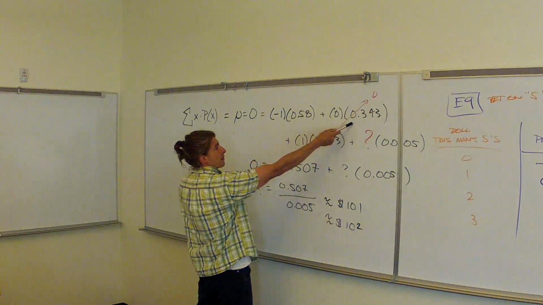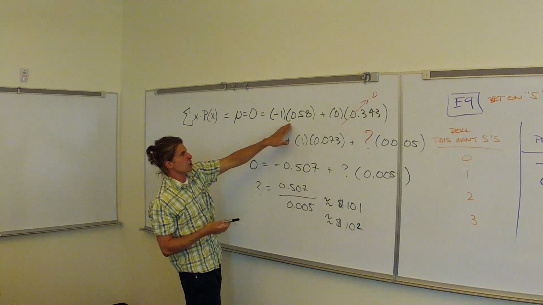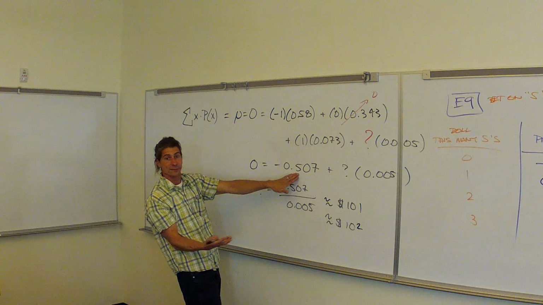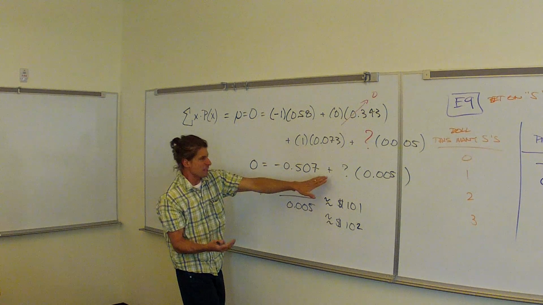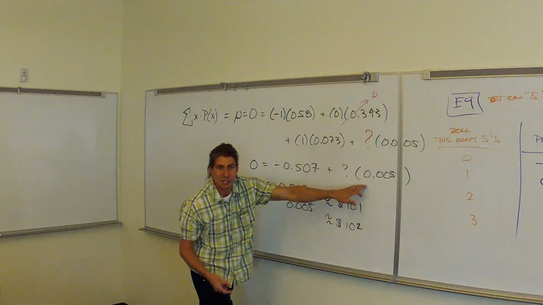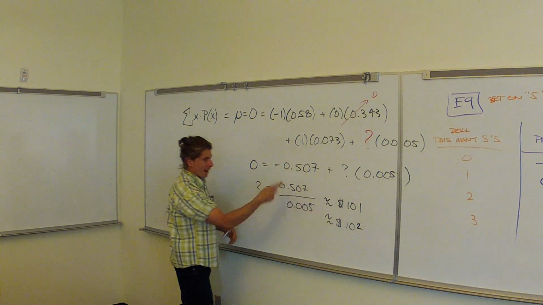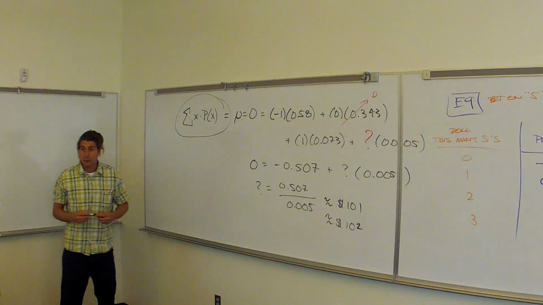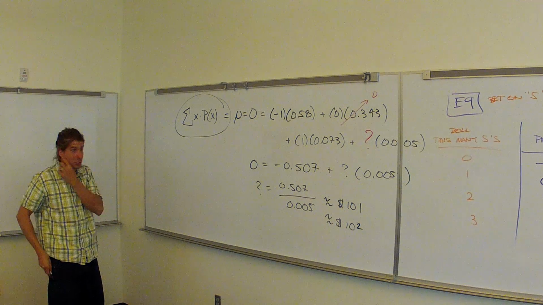So this cancels, that becomes 0, so that goes away. This is just negative 0.58. That's positive 7.3. They combine to make negative 5.507. Then you've got this question mark times this. Move this over, so divide it by that. Is there a formula? Anyway, we can figure it out mathematically. Use that, by all means. That gets the job done.